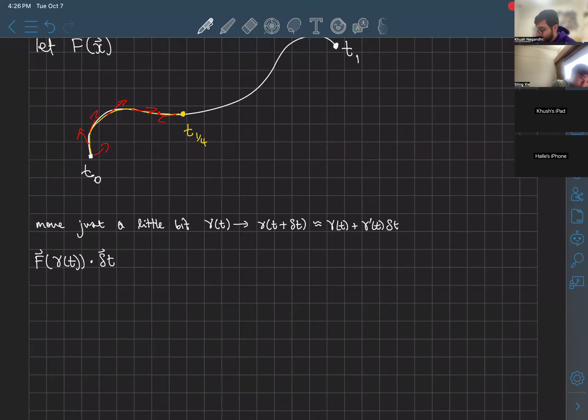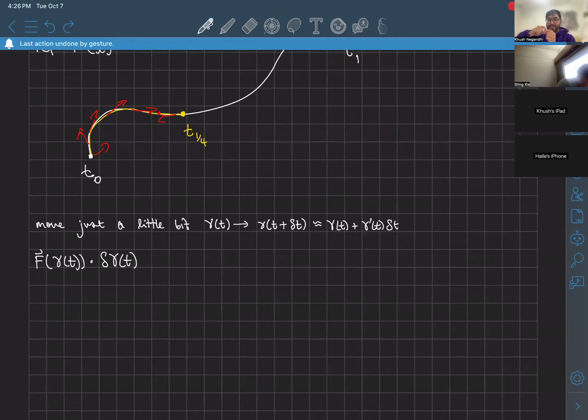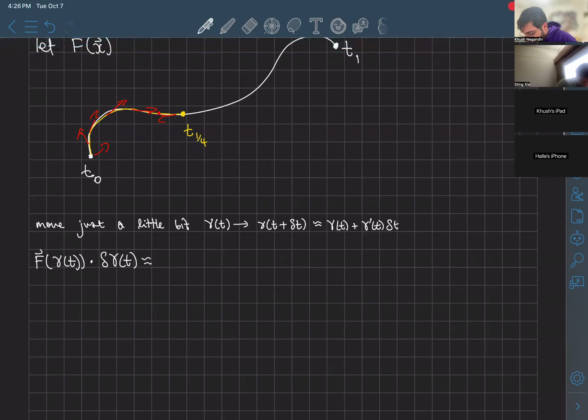And we saw that, sorry, I'll call this delta gamma because we're moving along gamma. So delta gamma at t. So we see that delta gamma is going to be the derivative times this small step. So this is approximately f at gamma of t dotted with gamma prime of t delta t. Okay. So this is how much work is being done in a small portion.